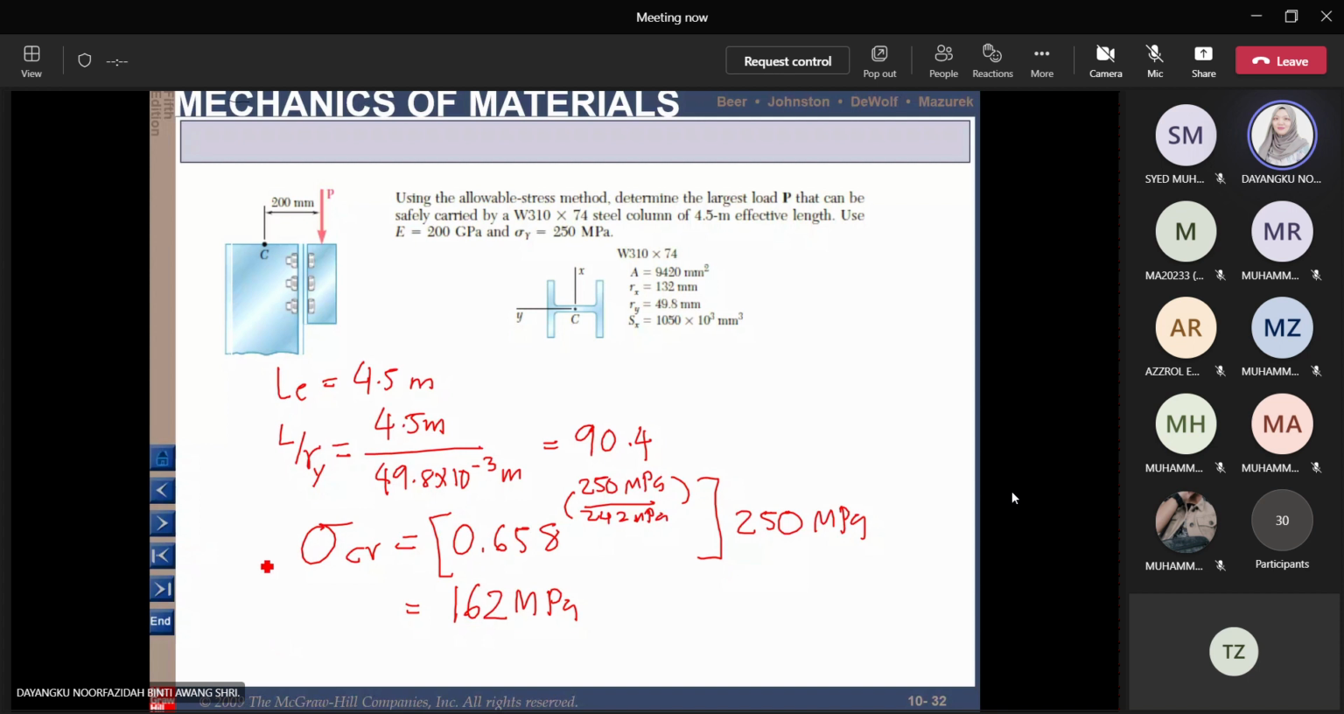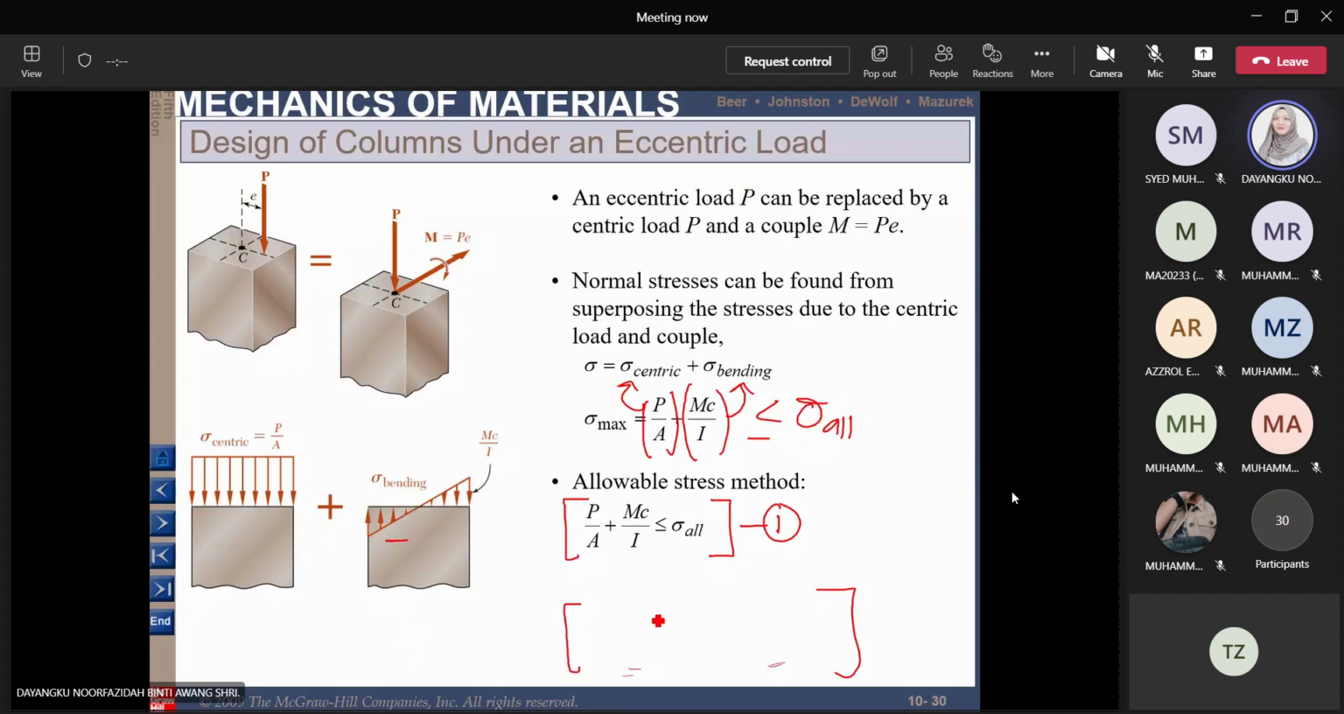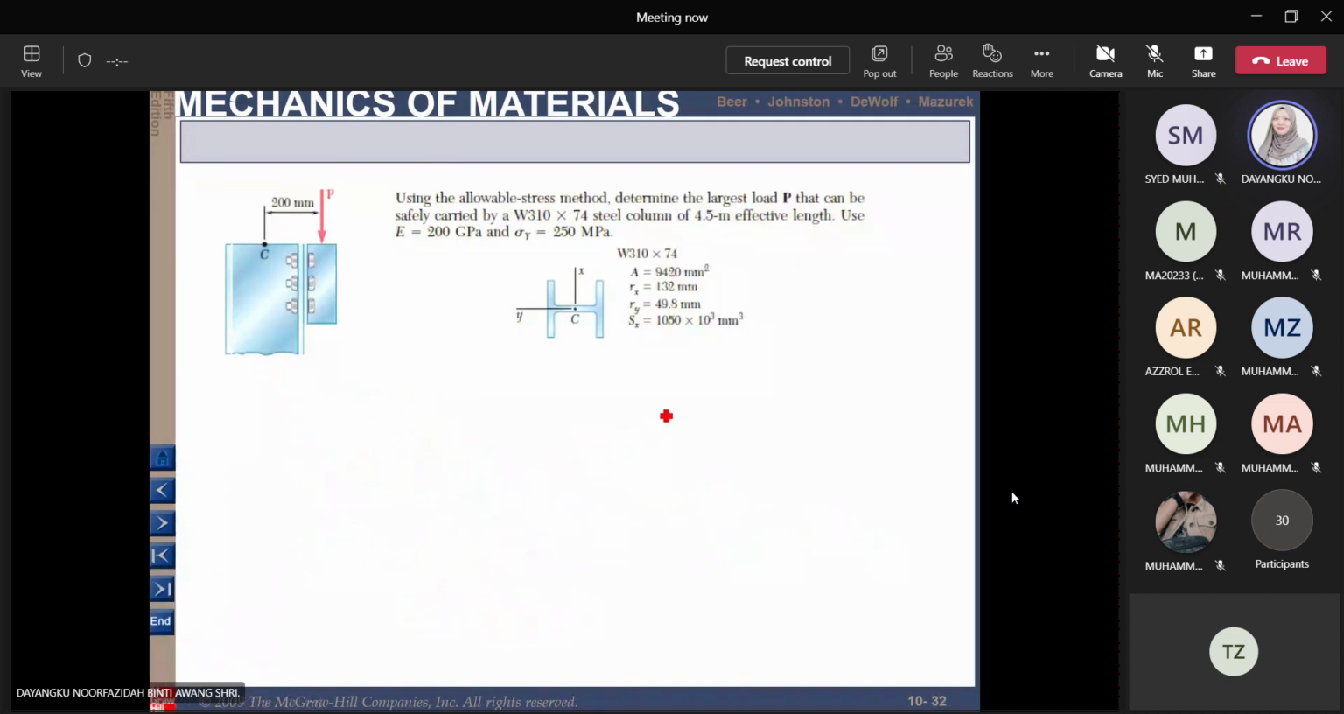So we will use this equation here: P over A plus MC over I should be less than or equal to the allowable stress. Because we want to find the value of P, in this case our allowable stress is given to you. So 97 is equal to 97 MPa.